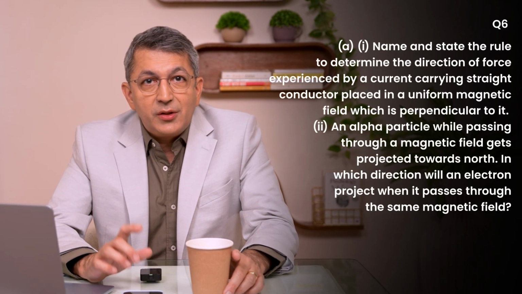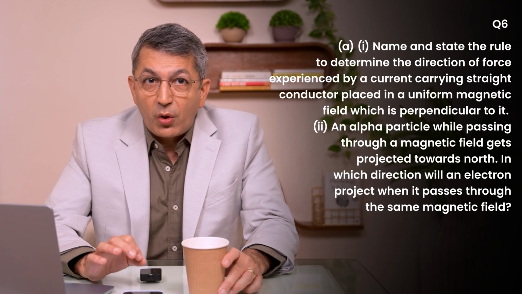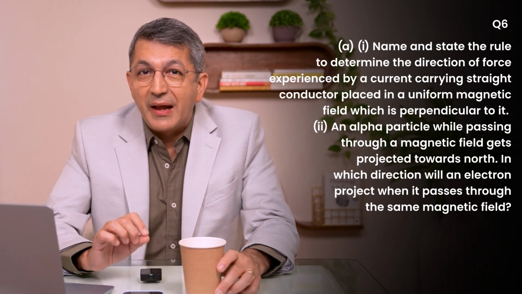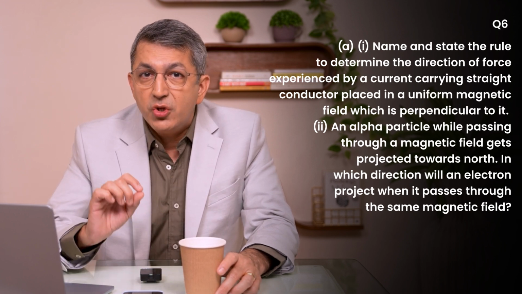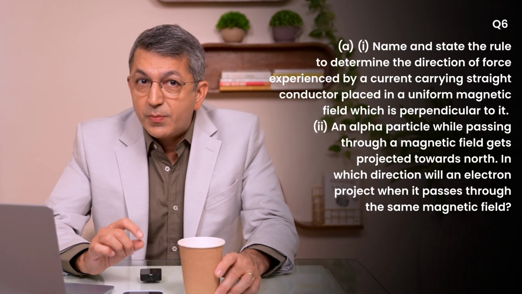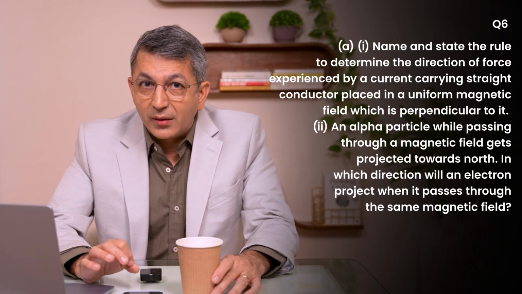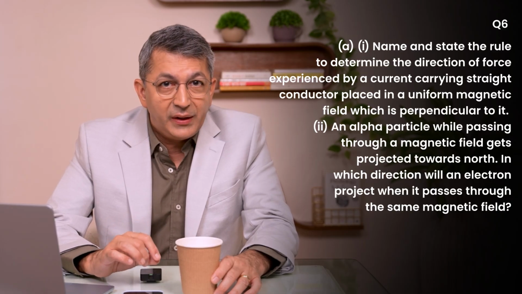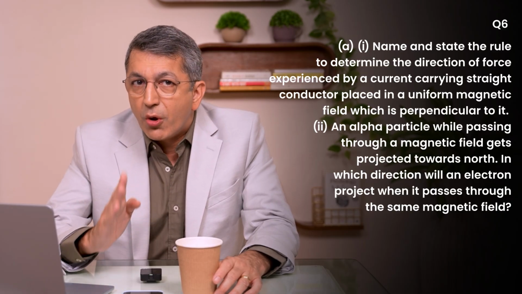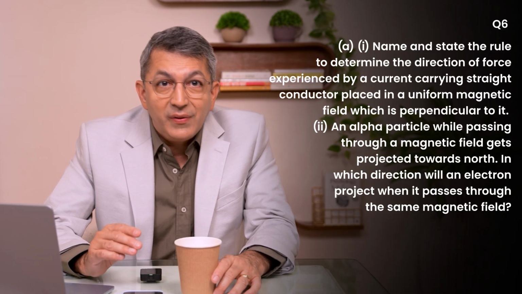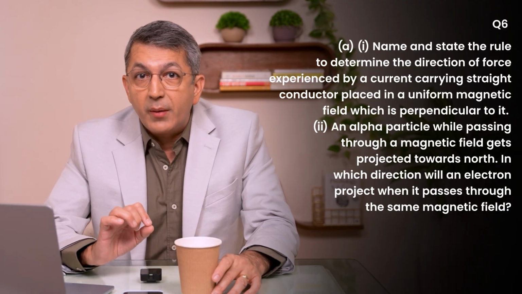And now we move on to question 6a. 1. Name and state the rule to determine the direction of force experienced by a current carrying straight conductor placed in a uniform magnetic field which is perpendicular to it. 2. An alpha particle, while passing through a magnetic field, gets projected towards north. In which direction will an electron project when it passes through the same magnetic field?